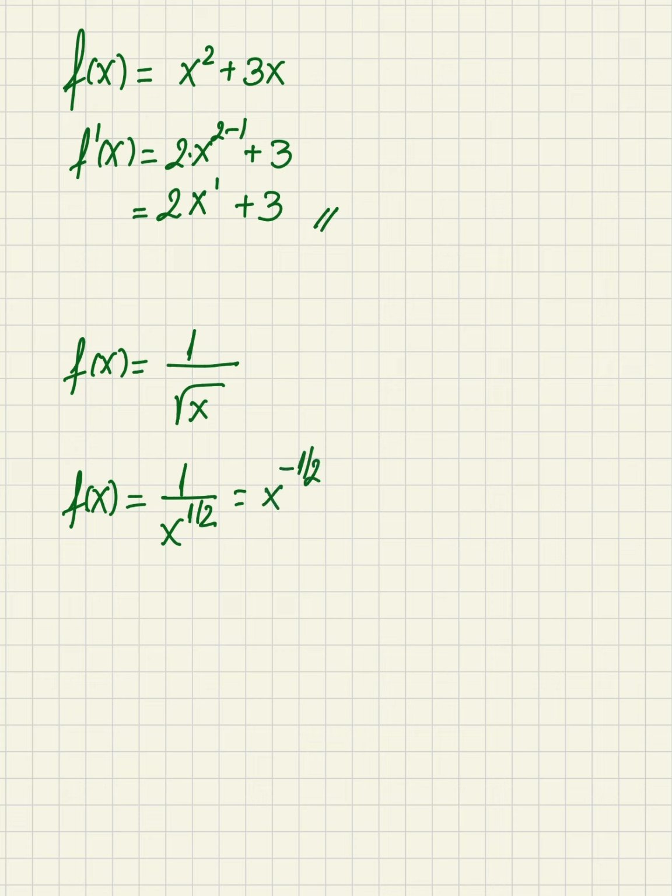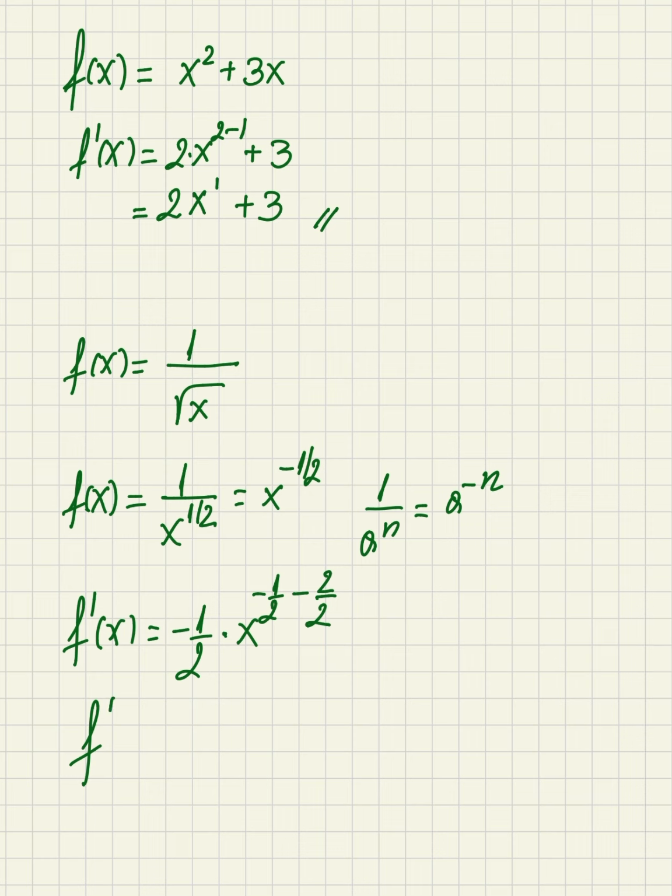Using the properties of the power, 1 over a in the power of n is equal to a in the power of negative n. In order to find this derivative, f prime of x would be equal to minus 1/2 times x in the power minus 1/2 minus 1. Minus 1 we can write as 2 over 2, which means that f prime of x for us would be equal to negative 1/2 times x in the power of negative 3 over 2.